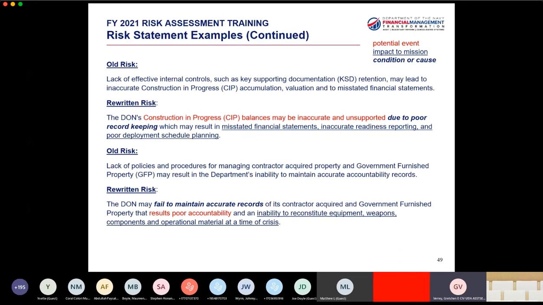We've also improved the impact to the mission, because it isn't just about financial statements. There are operational impacts as well. So ensuring that piece about poor deployment scheduling planning is also very important to the mission. All right, and then I believe this is the last one. If you want to read the old risk, and then we'll go through the rewritten one.